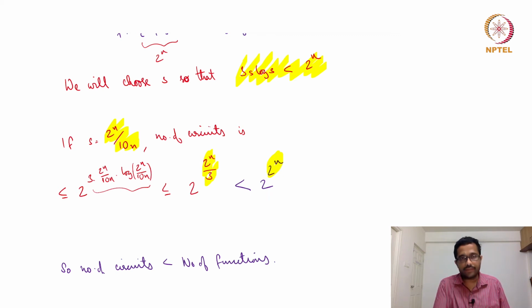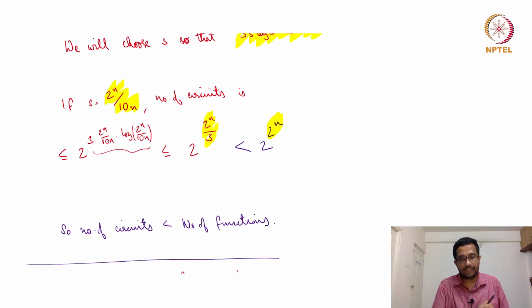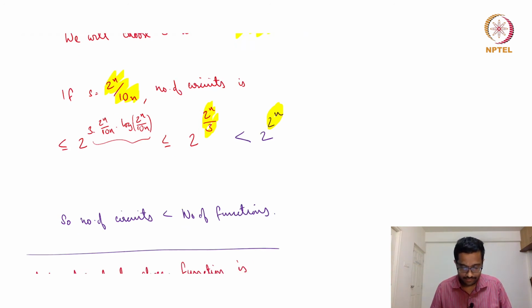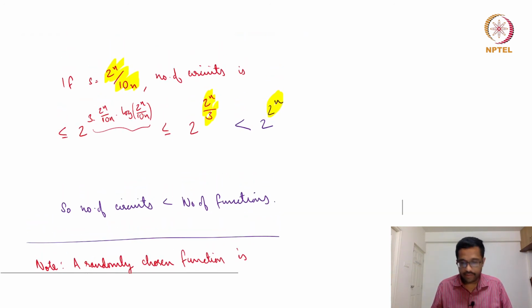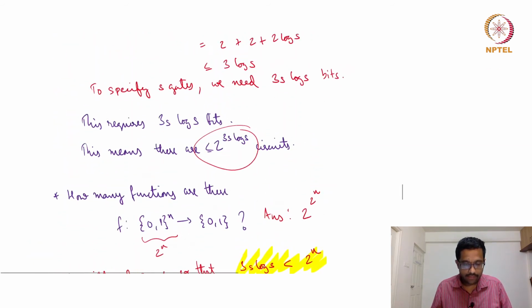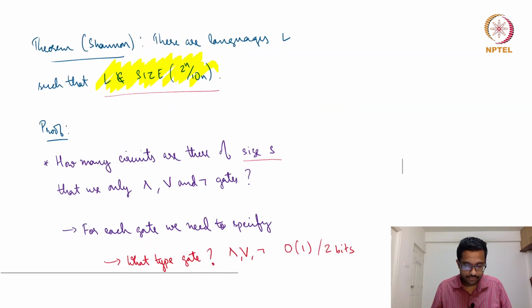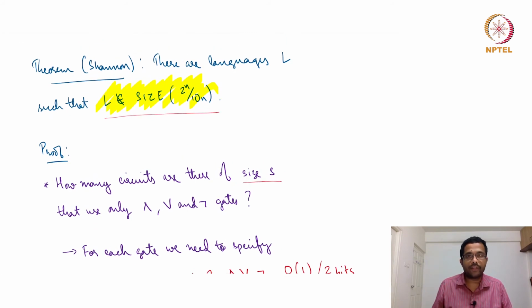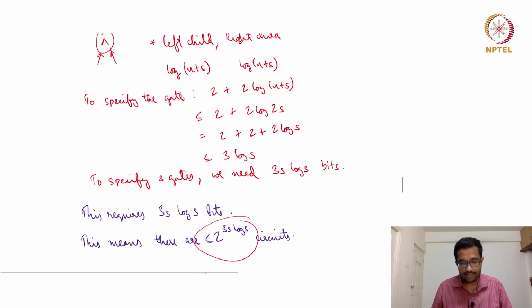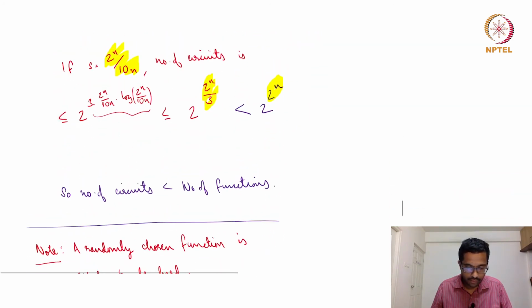So the number of circuits of this size, 2 power n divided by 10n, is way smaller than the number of functions, which means there is at least some function that is not captured by a circuit of this size. It cannot be the case that all of the functions are captured, because each function requires a separate circuit, right. So that completes the proof that there are functions that require more than 2 power n divided by 10n sized circuits. So that is the proof, right.